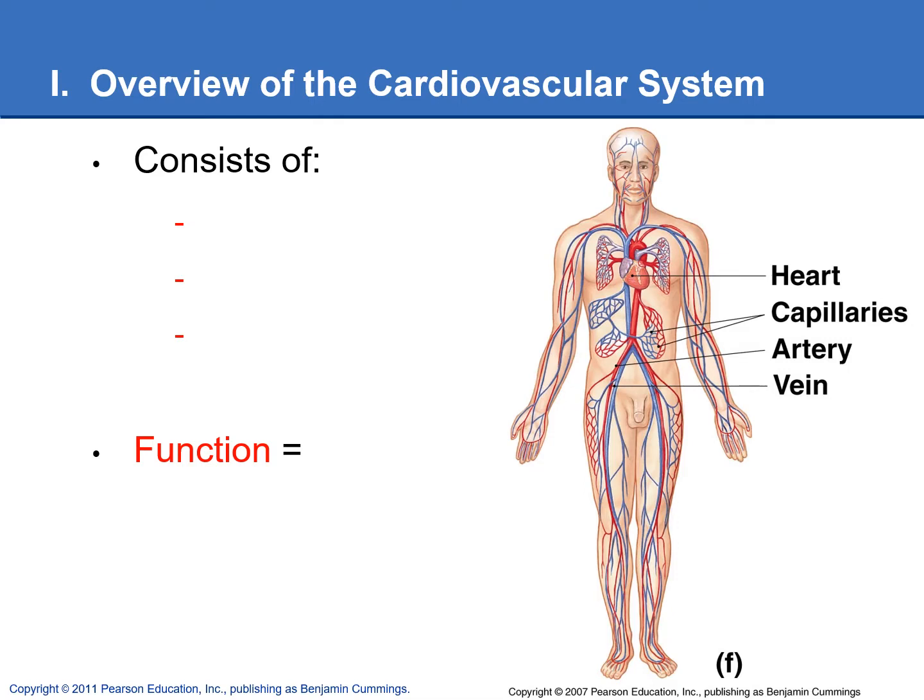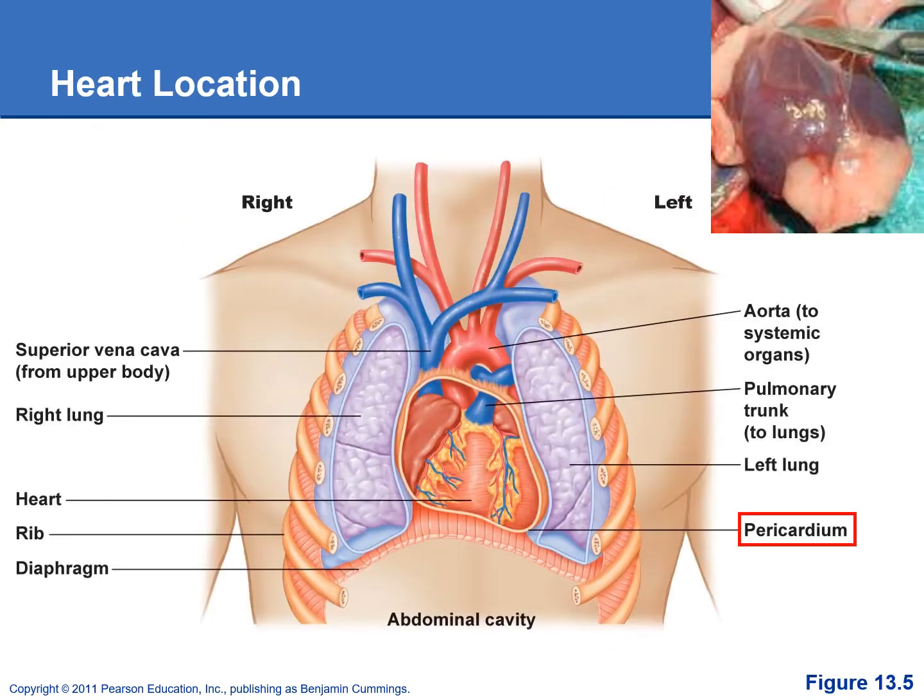And the function of the cardiovascular system is transport. So it will transport all kinds of things around the body. The location of the heart is inside the thoracic cavity. The heart is about the size of your fist, and it's a little bit shoved over onto your left side.